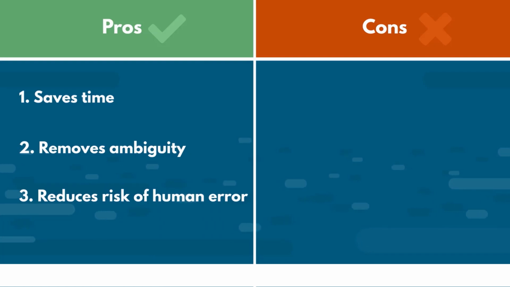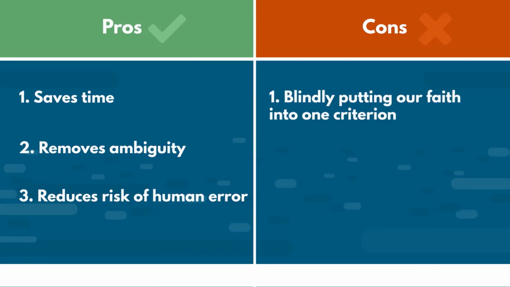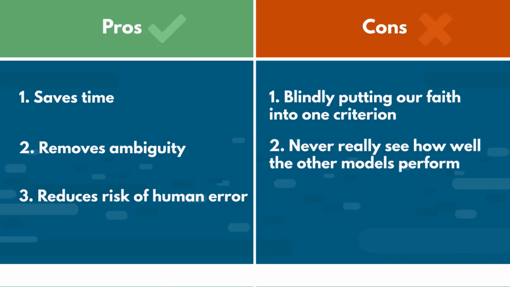As for the negative side, there are several drawbacks to using this method. The first one is that we're blindly putting our faith into one criterion. Even though the AIC incorporates the log likelihood value, we should still be cautious. What is more, we never really see how well the other models perform in comparison. We'll never know whether any of them were close to the one the method recognized as best.